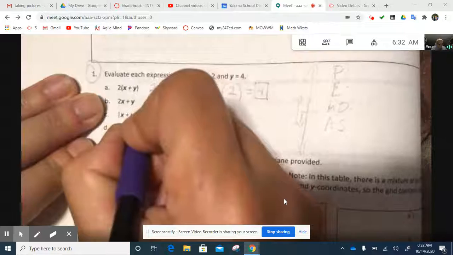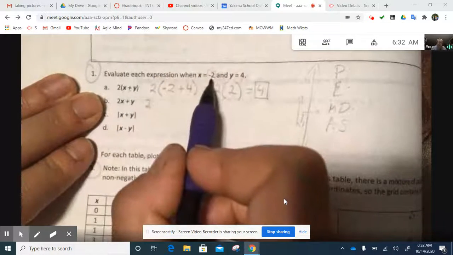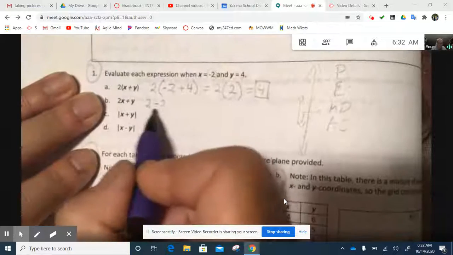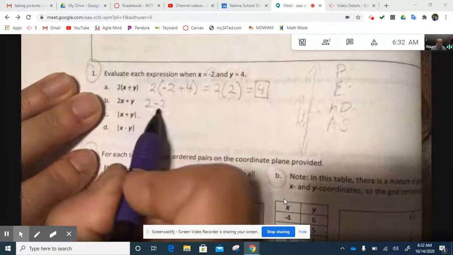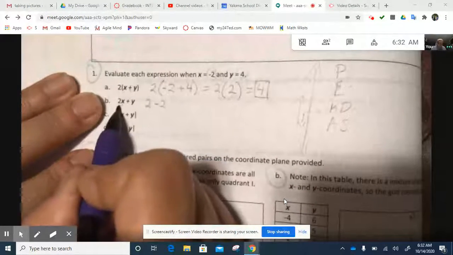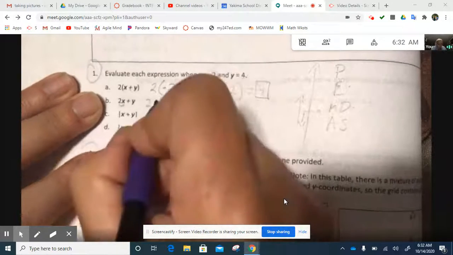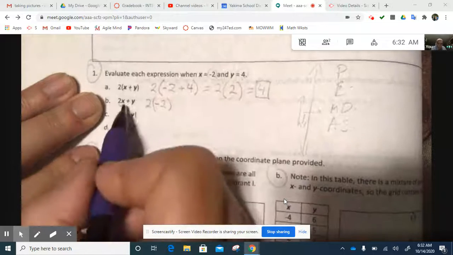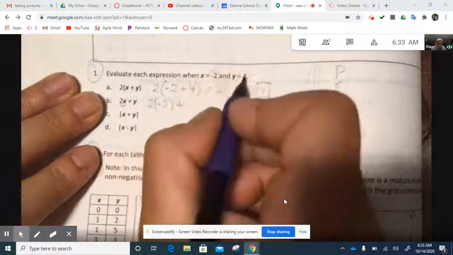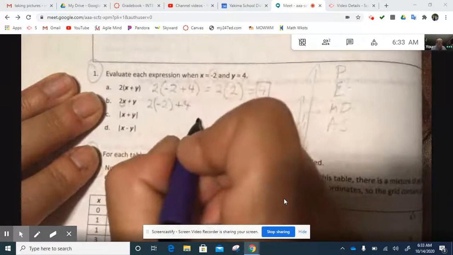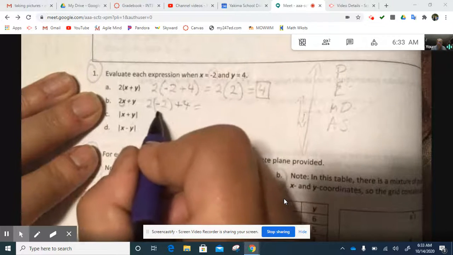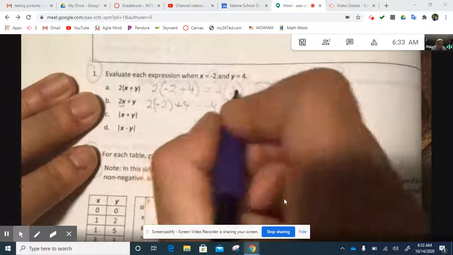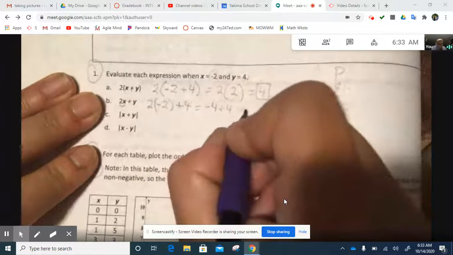Okay, for the second one, we have 2, and then we're writing x right next to it. But it doesn't mean 2 minus 2. When you're writing two numbers right next to each other, that means multiply. So we're going to have to put parentheses around this to show that we are multiplying those two. And then it says plus y, and y is 4. Okay, so if you multiply 2 times -2, you get -4. And then plus 4 will bring us to 0.